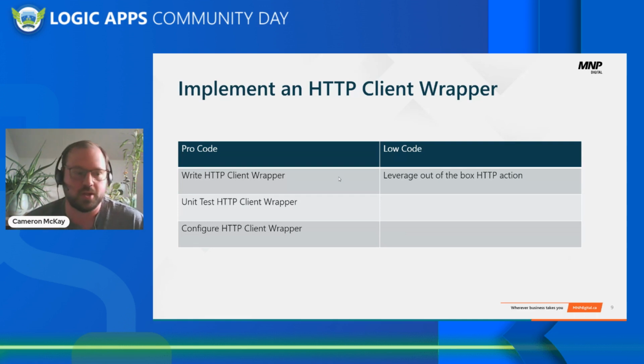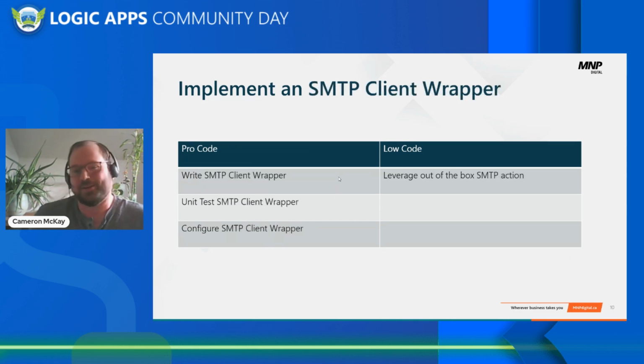So to drive this point home, let's look at a few things that you traditionally do in pro code versus low code. So let's talk about HTTP client. This is a very common thing we implement in a lot of our applications, a lot of our integrations. In a pro code environment, you have to wrap the HTTP client library, you have to test it, you have to configure it. In low code, you literally just add the HTTP action and then off you go to the races.